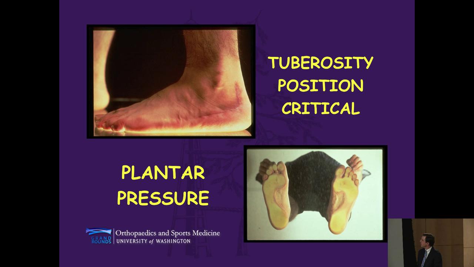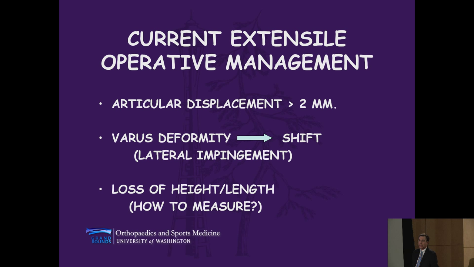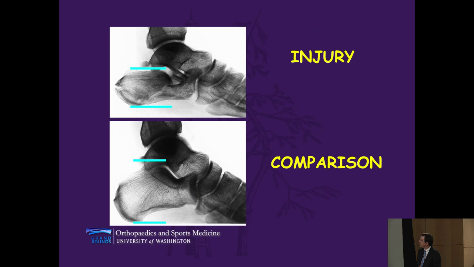The current management scheme that we've done is really based on Bruce's study, on the understanding that even 2 millimeters of displacement will cause an irrevocable change in subtalar biomechanics, significant varus deformities, and essentially a significant loss of height, especially in an injury where you're thinking about conservative treatment, but the height is significantly changed. And the question is, how do you measure that?